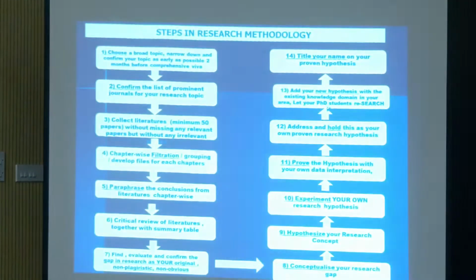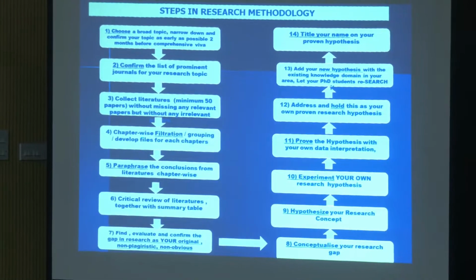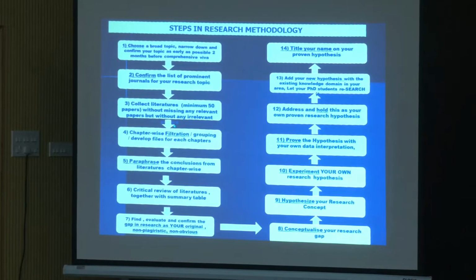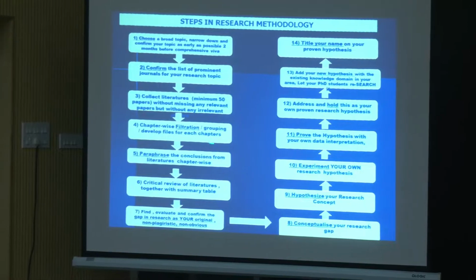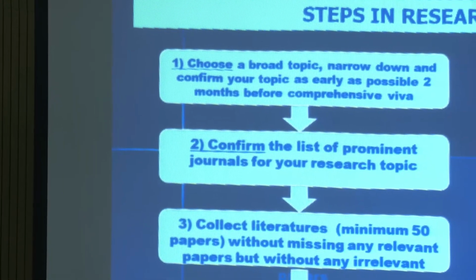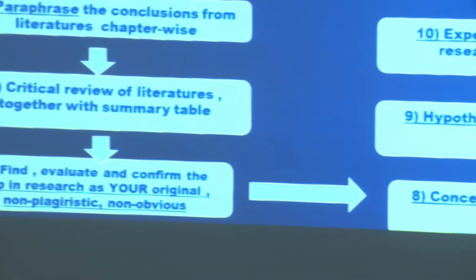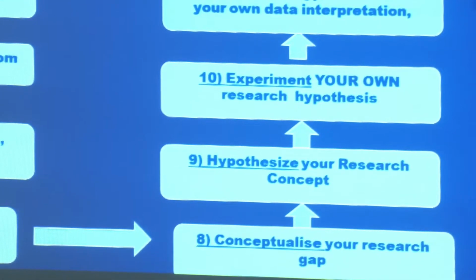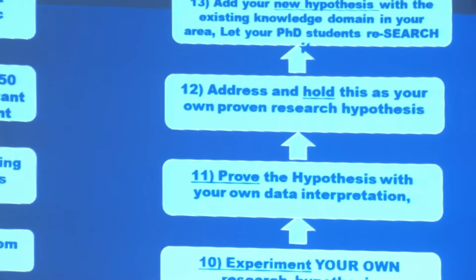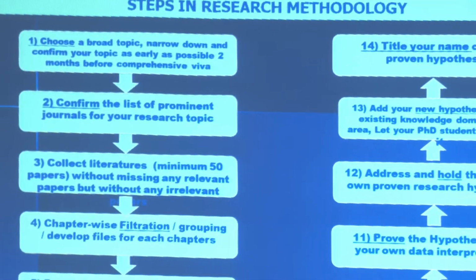In the morning, I was talking to you about up to the third step. Now my focus is to take you up to your 7th step. So from here, conceptualize the research gap. Before that, chapter wise filtration and grouping and developing files for each chapter, paraphrasing the conclusions from the literature review chapter wise, critical review of literature together with the summary table, and find, evaluate and confirm the research gap as your own original, non-plagiaristic and non-obvious gap. So these 4 points we are going to deal with now, and of course I will end with conceptualize, hypothesize and experiment your hypothesis.